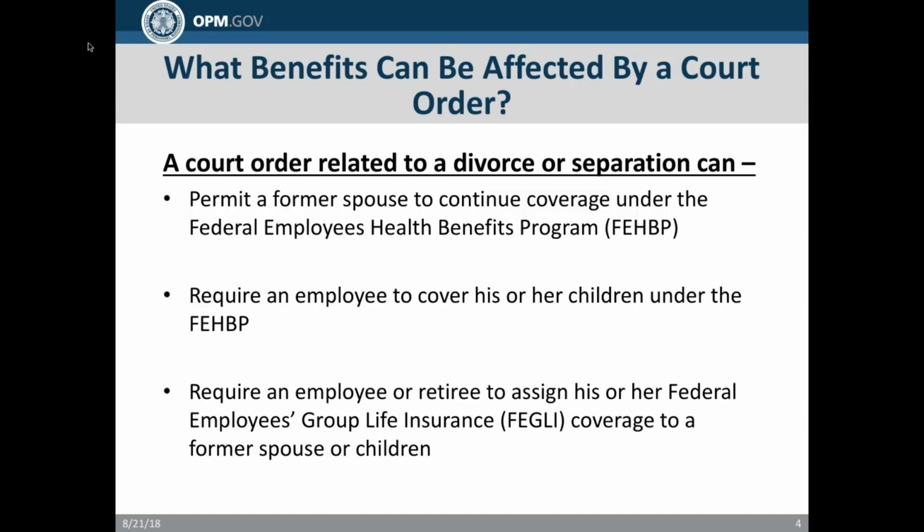It also can permit a former spouse to continue coverage under the Federal Employees Health Benefits Plan. It can require an employee to cover his or her children under the Federal Employees Health Benefits Plan, and it can require an employee or retiree to assign his Federal Employees Group Life Insurance coverage to a former spouse or children.